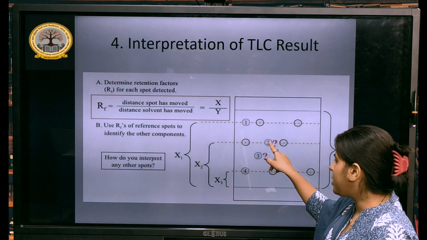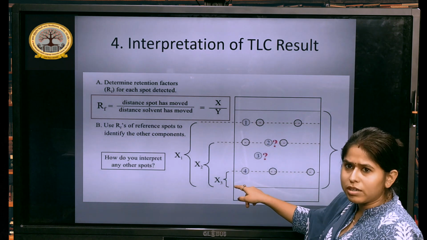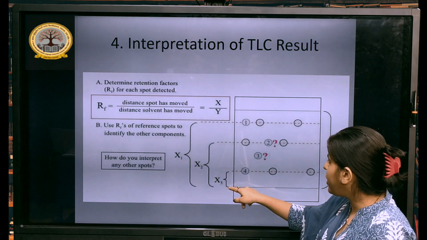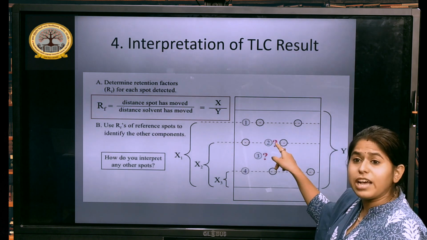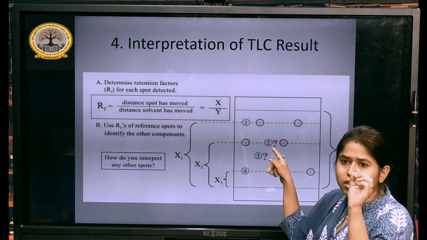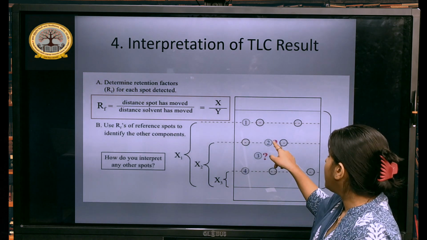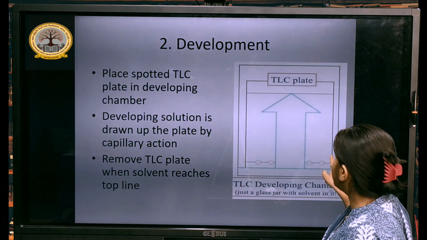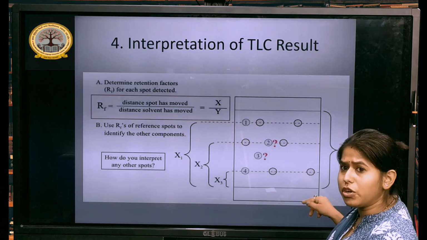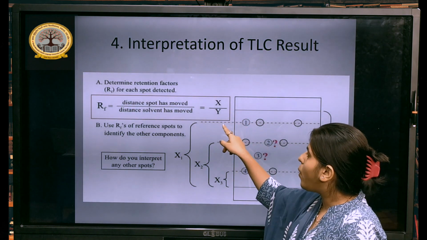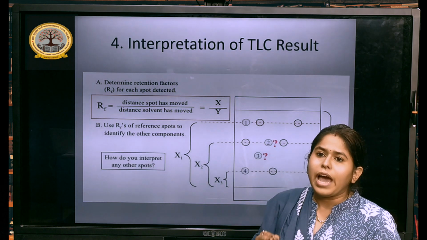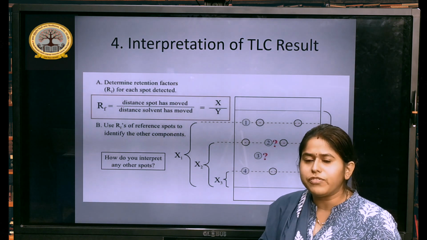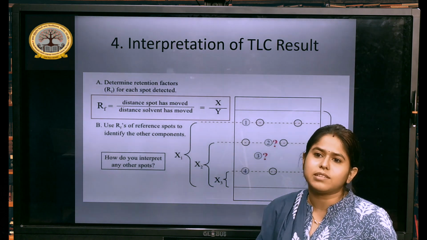The distance moved by the spot is measured from where we have marked the sample to the point where the spot is. That's why we mark the sample with the pencil under the UV light. This is X, and this is Y, the distance our solvent has reached. So X by Y gives us our Rf. And with the help of Rf, we can identify what compound it is and what characteristics it has.